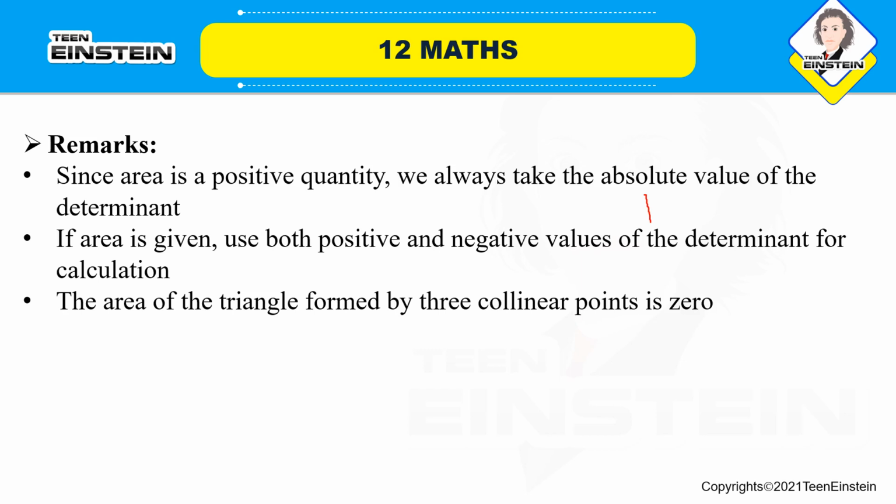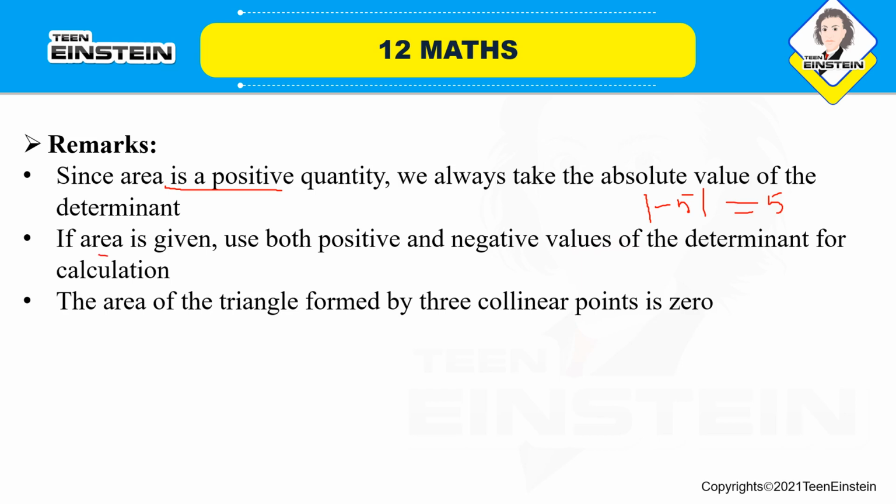Suppose you are getting minus 5, then you take the modulus of minus 5, the absolute value of minus 5, which gives the positive value plus 5. Since we know that area is a positive quantity, if you are getting a negative value, then there is a problem. In that case, we have to take the absolute value of the determinant, or modulus value of the determinant. That is the first remark.